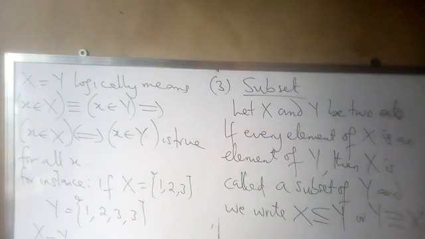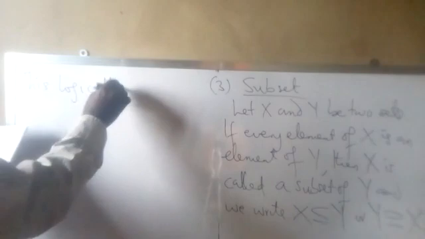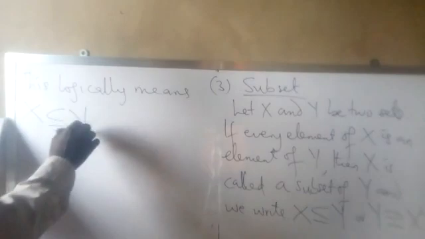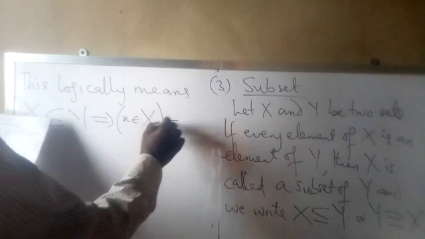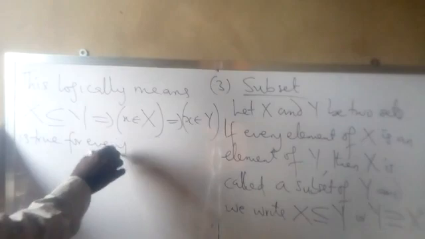So how do we write that logically? This logically means, X is a subset of Y implies, if an element x is taken in X, that implies that that element is equally in Y. It's true if this is true for every x.